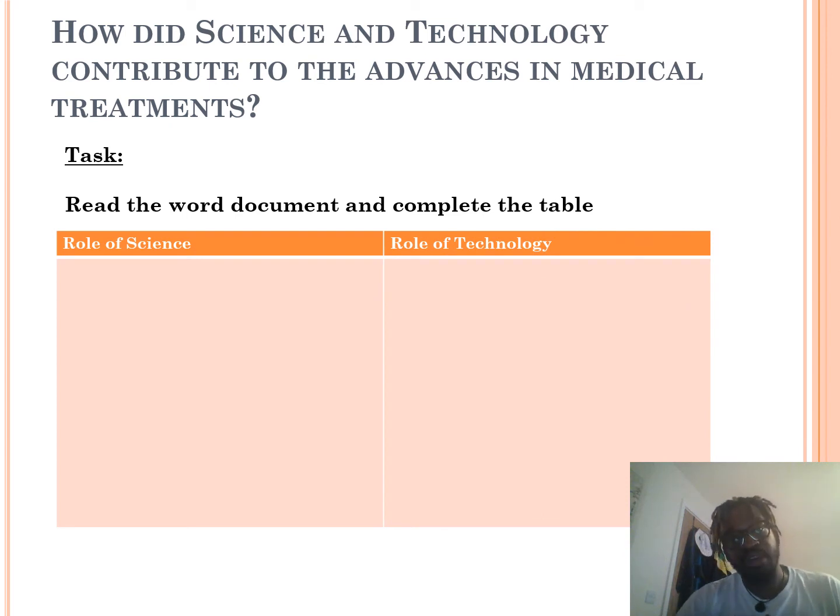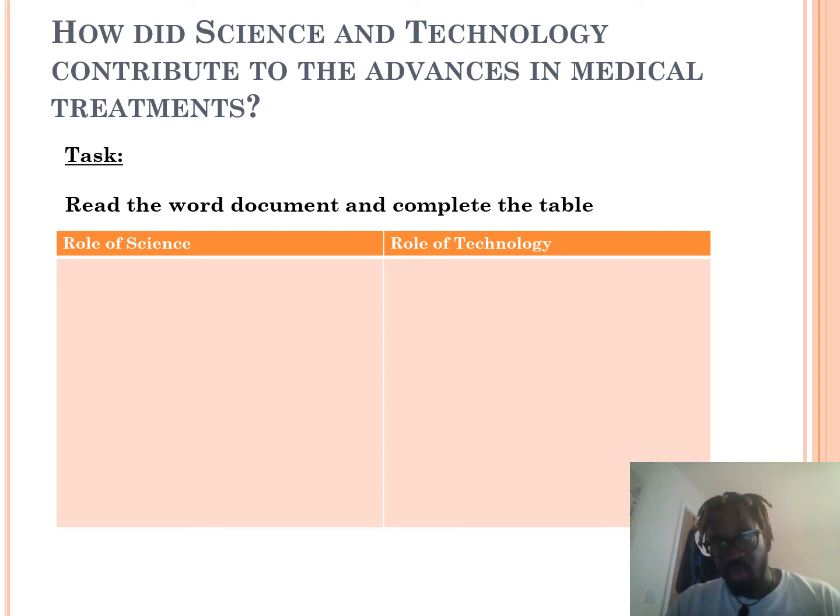So now you could argue that this slide relates to the previous question, but there's a slight bit more detail here. Again, go back to the Word document, and there's a section specifically on the impact of science and technology in advancing medical treatments. All I want you to do is self-explanatory. Look at the table, the role of science, the role of technology. For each of those two factors, how did they contribute to these advances in medical treatments? There were significant changes in science and in technology in the 20th century that directly contributed to medical treatments improving.